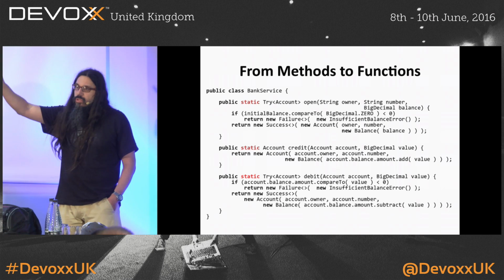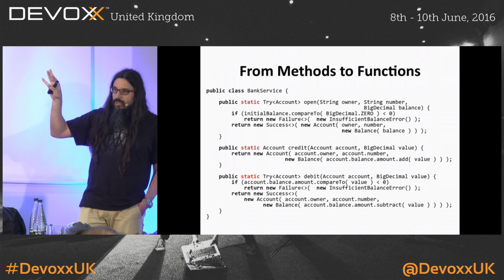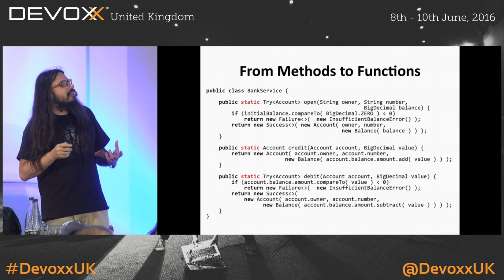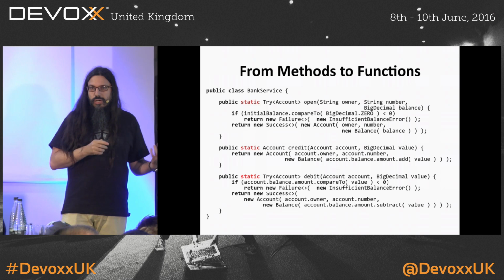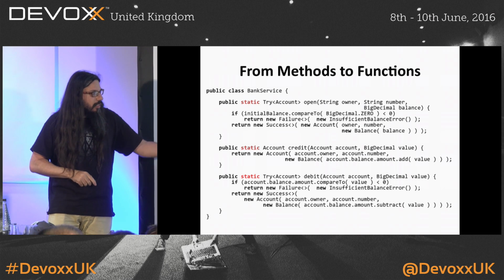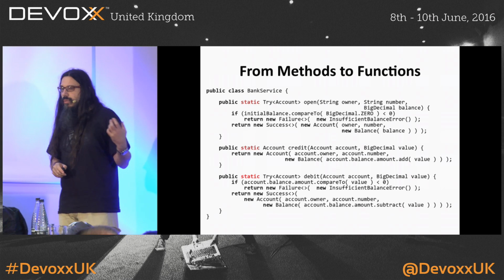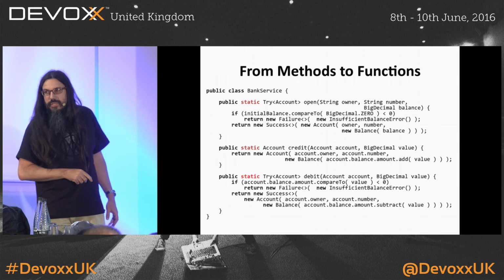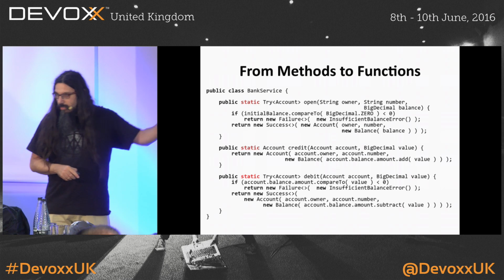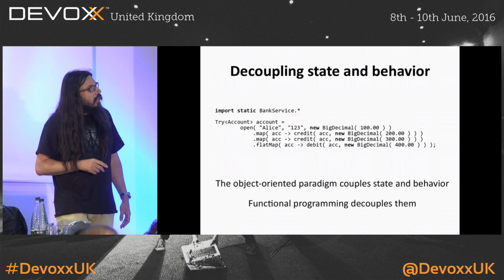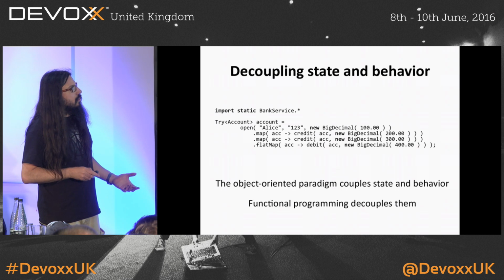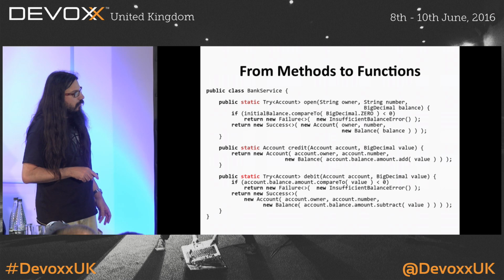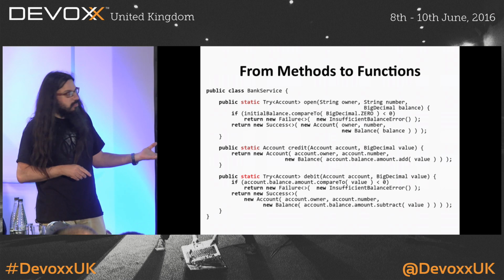Okay, let's go a step further. I don't want this bank account object. I want to isolate the creation of the bank account and the credit and the debit methods into pure functions. So I'm making everything static, same implementation, but everything static, with the same semantics as before.